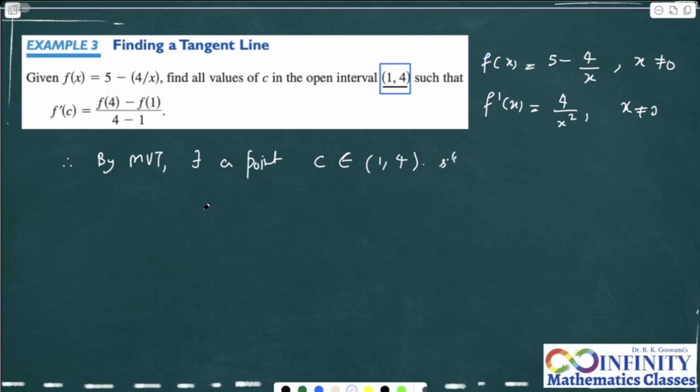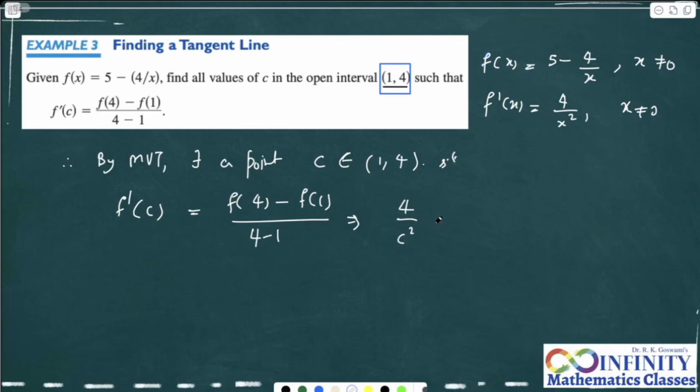such that the derivative at c is going to be f(4) minus f(1) divided by 4 minus 1. The derivative at c is going to be 4 over c square without any issue. If you plug 4 there, 5 minus 4 over 4 is going to be 1 for you. If you plug 1 there, 5 minus 4 is going to be 1. Divide by 4 minus 1, that is 3.